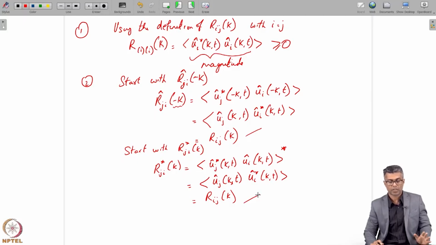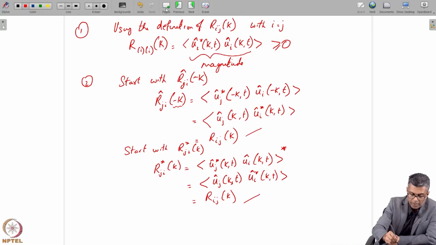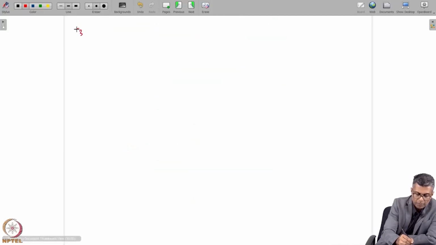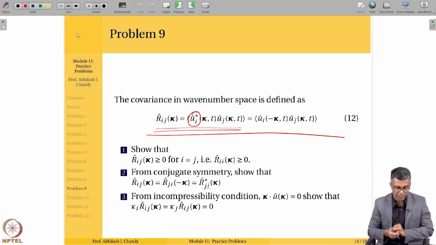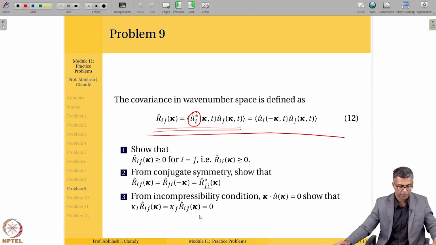Is this clear? I hope this is clear here. Let's move on to the third part of the question. We have to show from the incompressibility condition that kappa dot u hat of kappa is equal to 0. Okay, from the incompressibility we show that kappa i Rij of kappa is equal to kappa j Rij of kappa is equal to 0. Okay, let's see how to work it out.